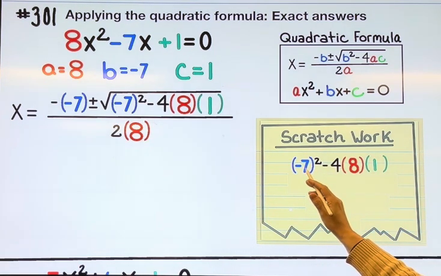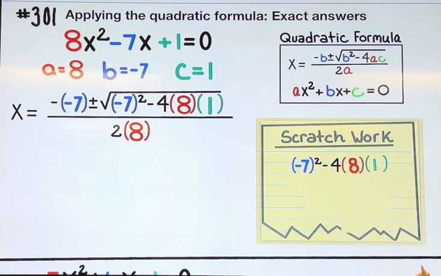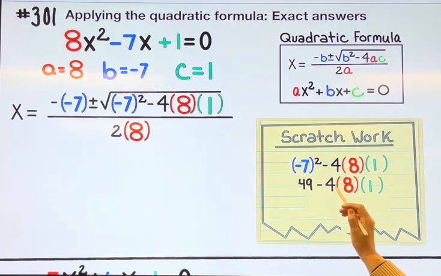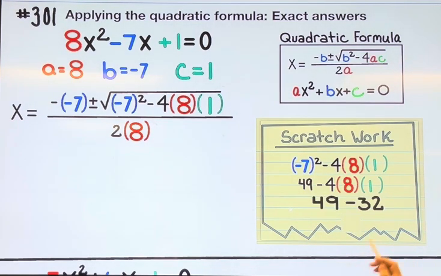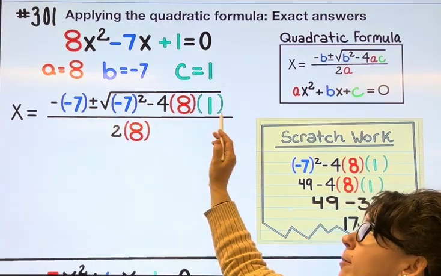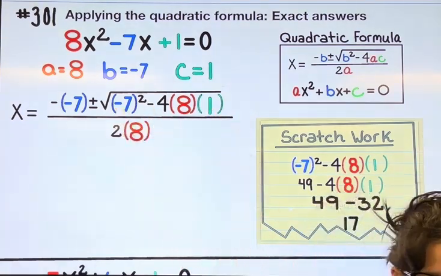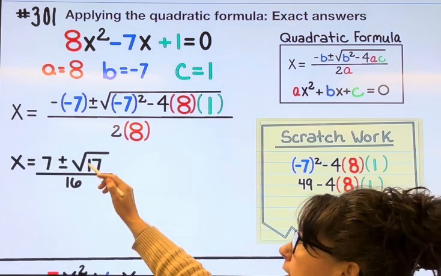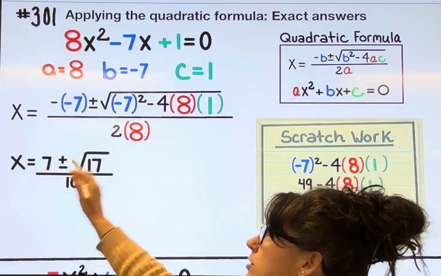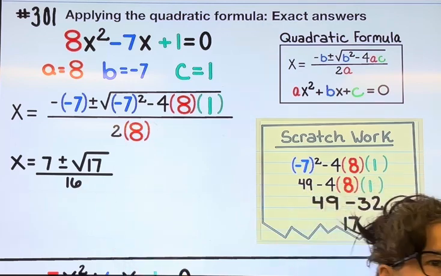All right, so exponents, -7 squared is 49. And then multiplication, -4 multiplied by 8 multiplied by 1 is -32. 49 minus 32 is 17. So the answer to the discriminant part underneath the root is 17. Negative -7 is 7, and 2 times 8 is 16.